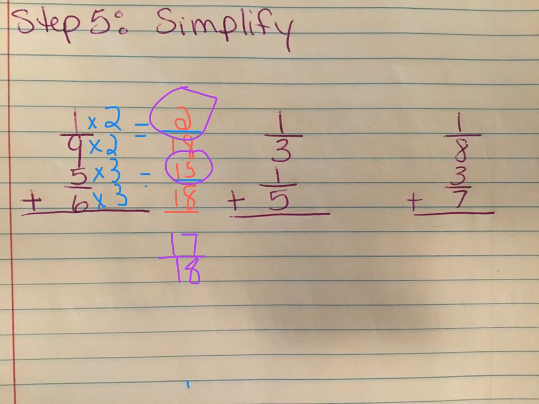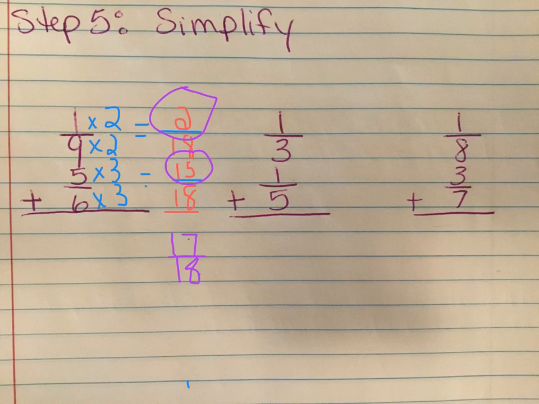And then I go through my process of simplifying. Well, I notice that the top is one number away from the bottom. Then I think, okay, can 17 be divided evenly into 18? No way, there'd be a remainder. So my final answer is 17 over 18. Let's try the next one.